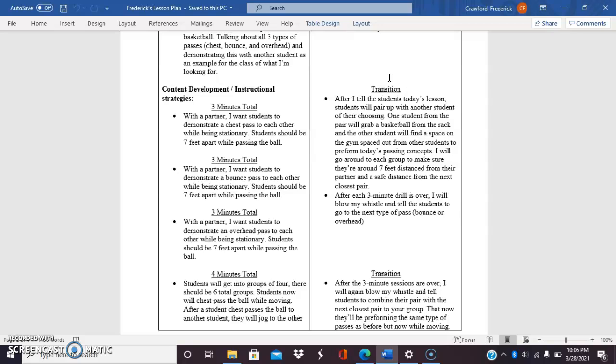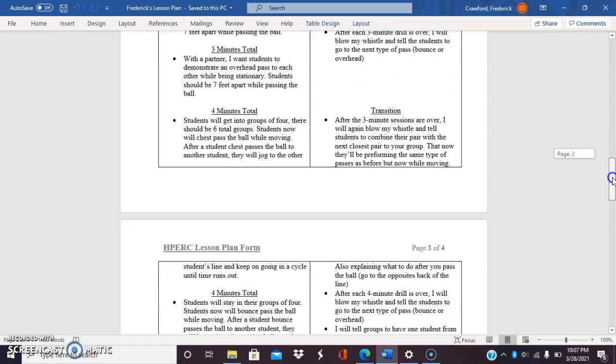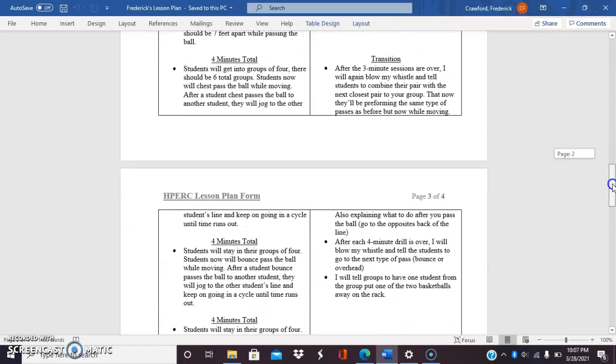After each 3-minute drill is over, I will blow my whistle and tell the students to go to the next type of pass, bounce or overhead, obviously, because it's just going to be going over and over. And that goes into the 4 minutes.